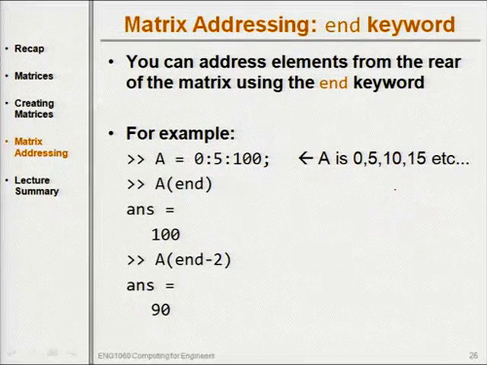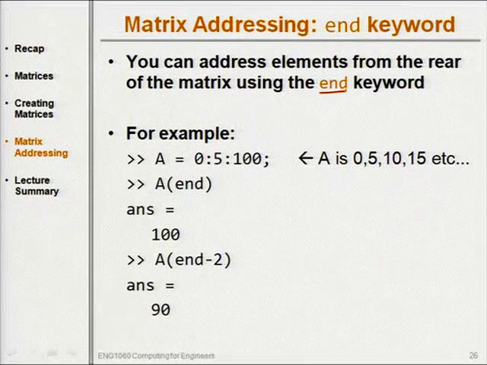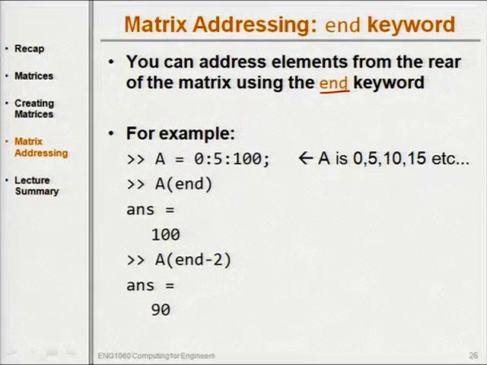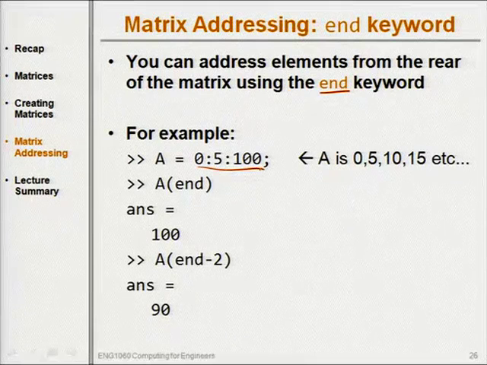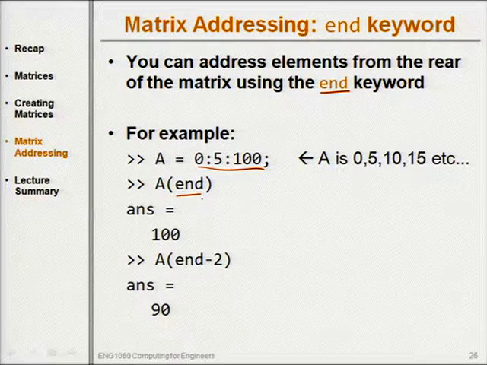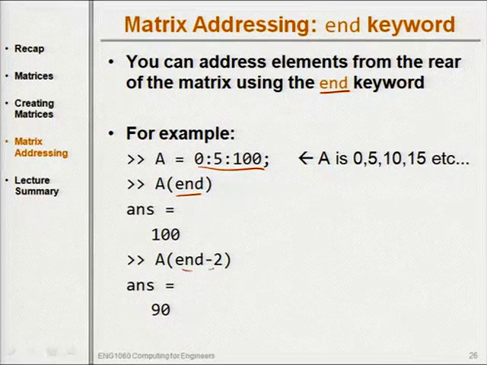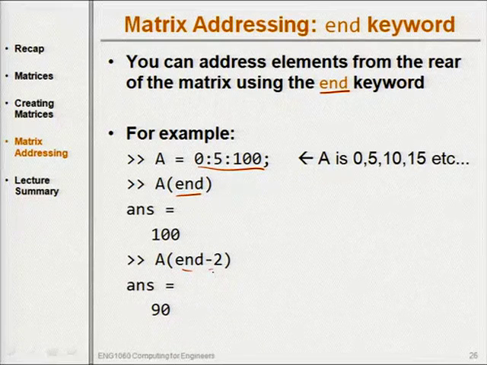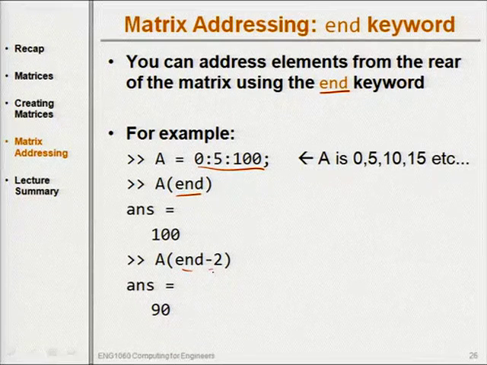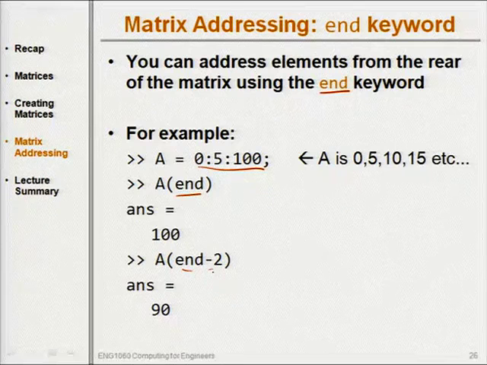You can also use a few keywords when you work with matrices. You have the end keyword. So if you have a vector or a matrix, for example, A is this, A(n) will give you the last value of that matrix or of that vector. Similarly, n minus 2 will give you the third last value of that vector.